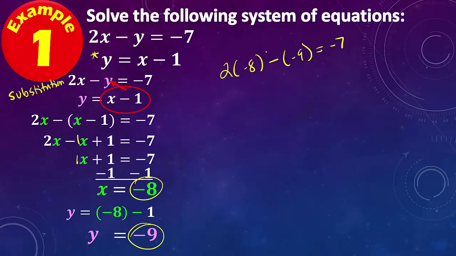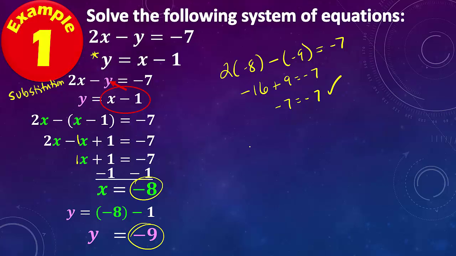So we're not moving anything from one side to the other. We're just going to solve. So 2 times negative 8 is negative 16 minus negative. Okay, so we're basically subtracting a negative, which is actually adding a positive, should equal negative 7, and negative 16 plus 9 does in fact equal negative 7. So it works.